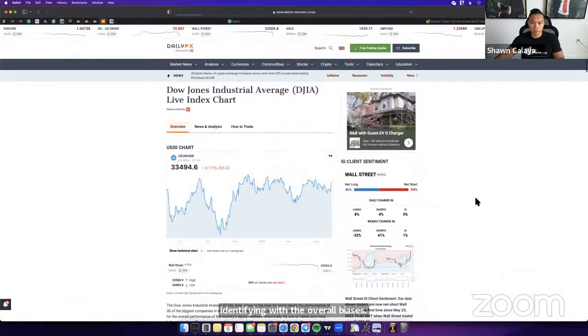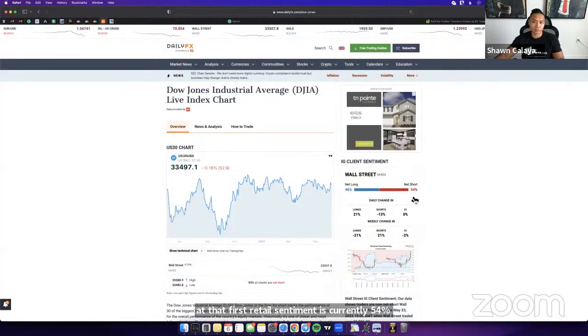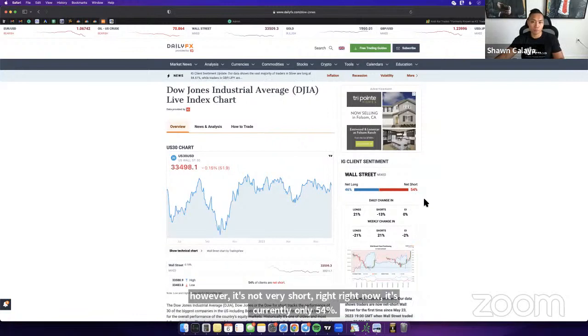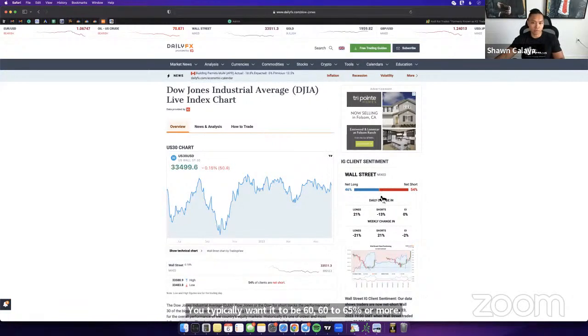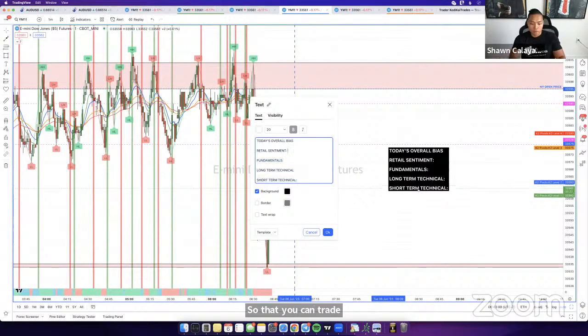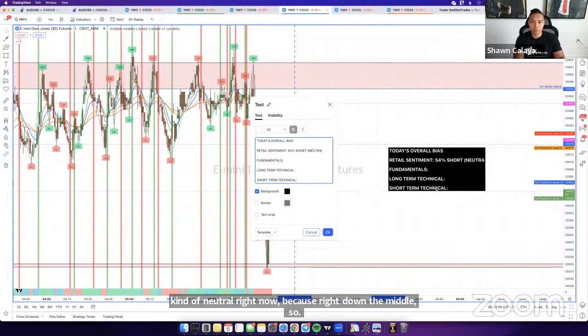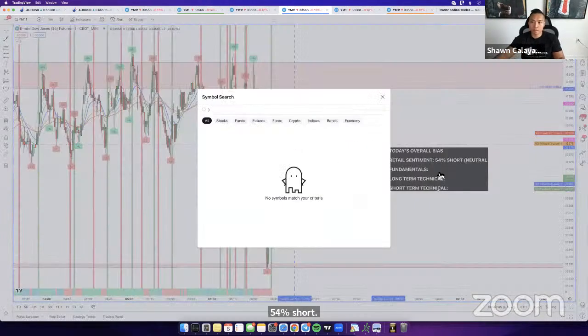Retail sentiment is currently 54% short. This indicates that 54% of retail traders are currently selling. So you typically want to do the opposite and buy. However, it's not very short, right? Right now, it's currently only 54%. You typically want it to be 60 to 65% or more so that you can trade opposite of everybody else. It's kind of neutral right now because it's right down the middle. So we'll do 54% short, neutral. So right now it's neutral.